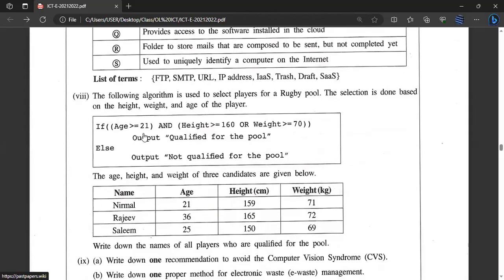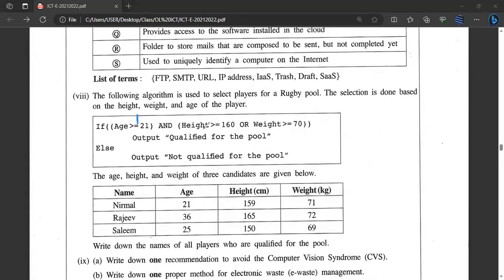The following algorithm is used to select players for a rugby pool. The selection is done based on the height, weight, and age of the player. The age, height, and weight of 3 candidates are given below. So write down the names of all players who are qualified for the pool. So let us see. Now, Nirmal, the age is 21. Now look here. Is 21 greater than or equal to 21? 21 is not greater than 21, but 21 is equal to 21. Therefore, here it will be 1. The condition is satisfied.